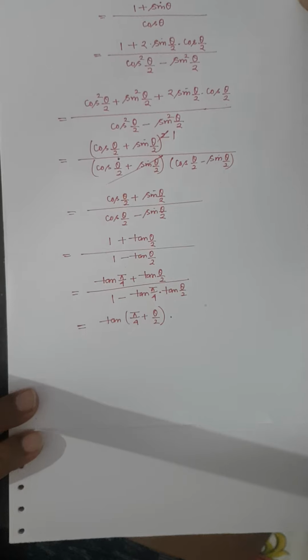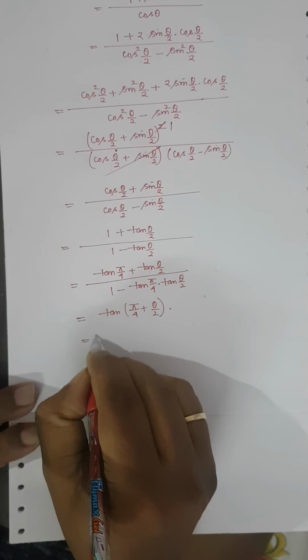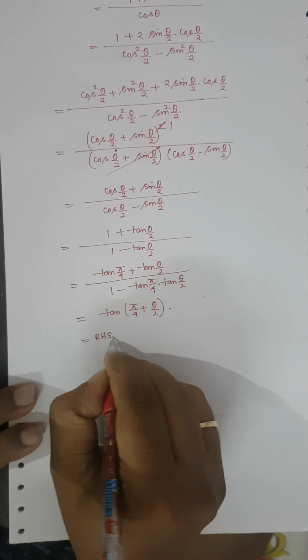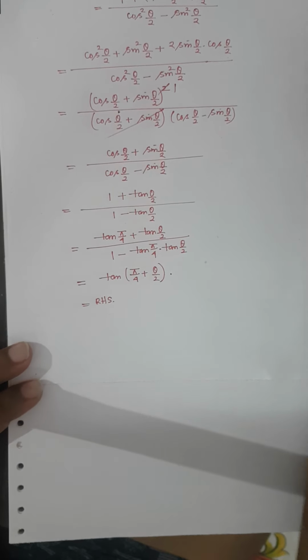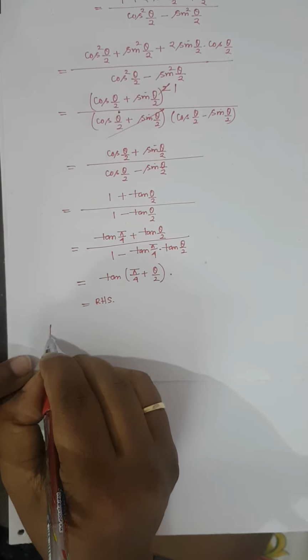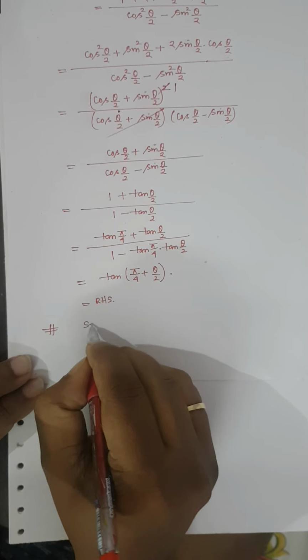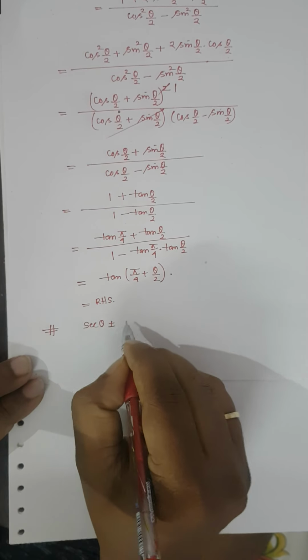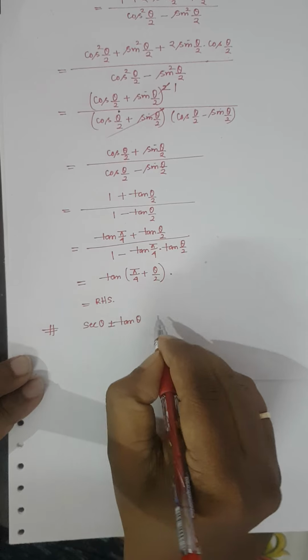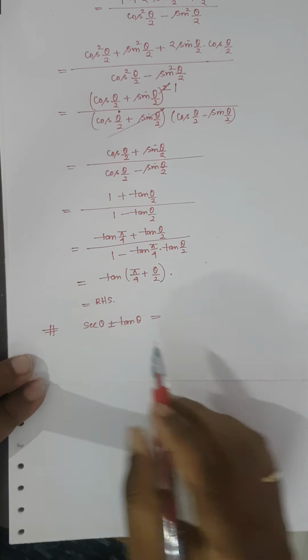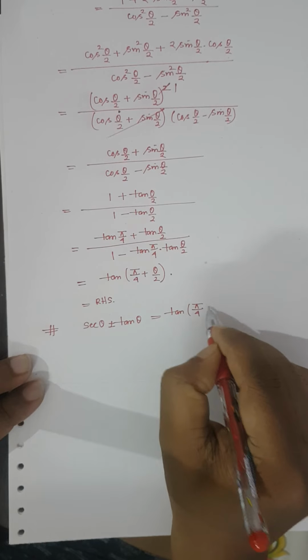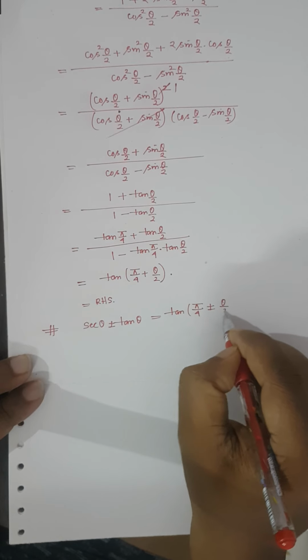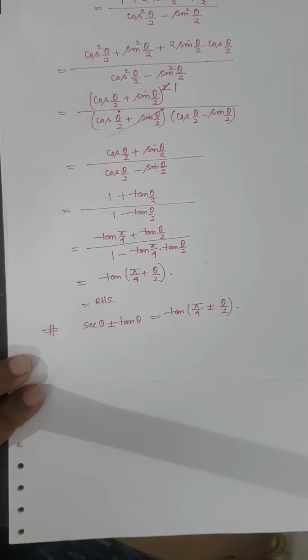So this is my required RHS. Please remember, it's a very important relation. Remember this: sec theta plus or minus tan theta. If it is plus, then it is plus; for minus, it is minus. It can be expressed as tan of pi by 4 plus or minus theta by 2. This is a very good question.